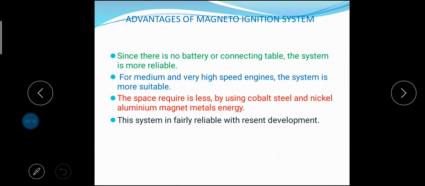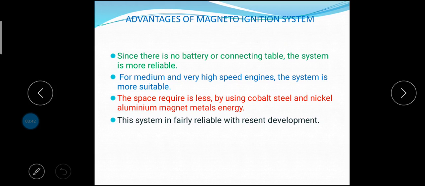It is more reliable as compared to coil ignition system because there is no maintenance problem in magneto ignition system. As the speed increases, the voltage in the primary winding also increases rapidly, and the intensity of spark is also higher and provides better combustion as compared to battery ignition system. Therefore, magneto ignition system is very popularly used in racing cars.